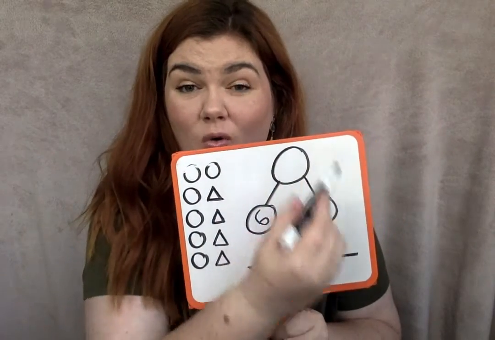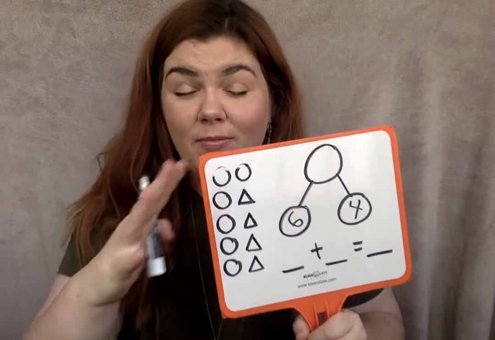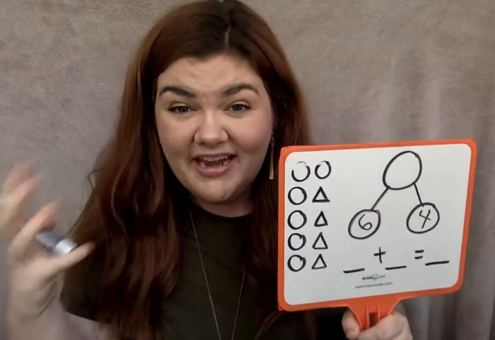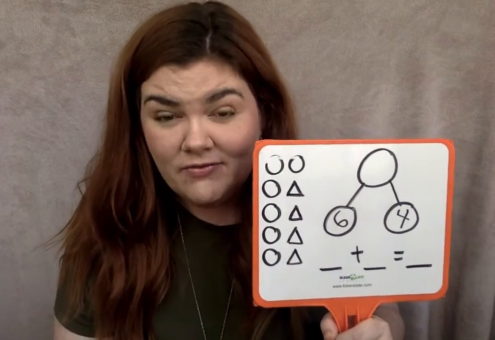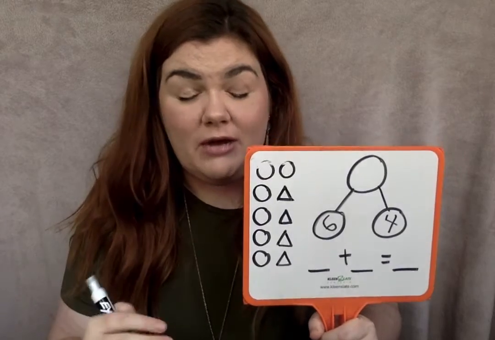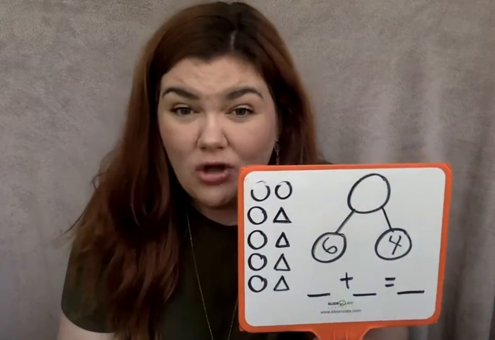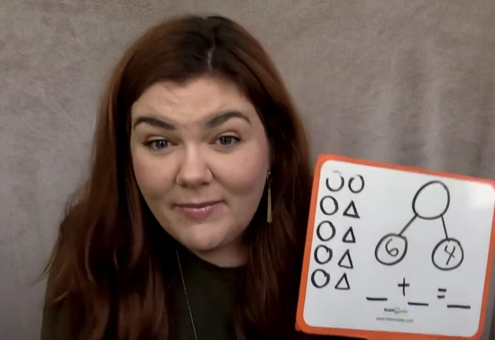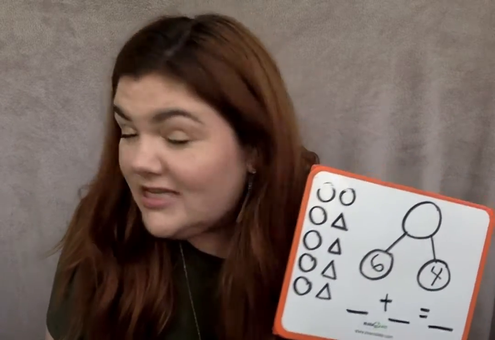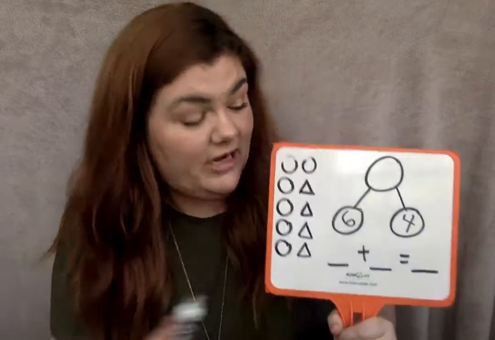Now, the whole means how many we have all together. All together, how many shapes do we have? Go ahead and pause, and I want you to count how many shapes we have all together. Pause. Did you count how many? How many do we have all together? Tell the person next to you, how many do we have? I'm going to count right now.